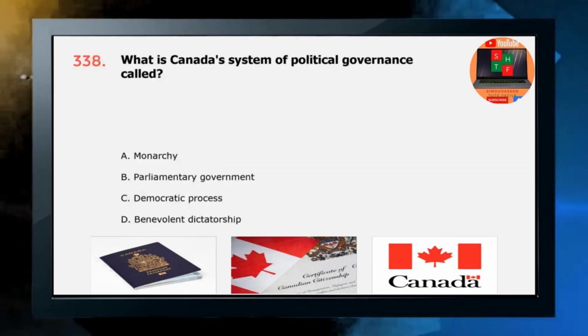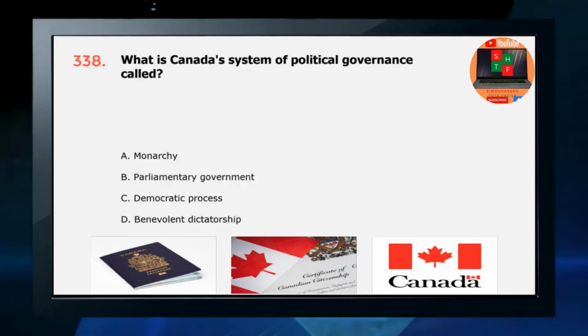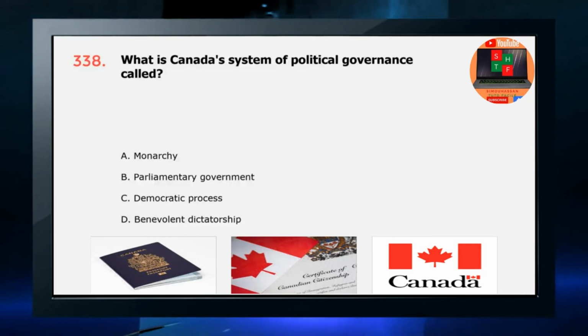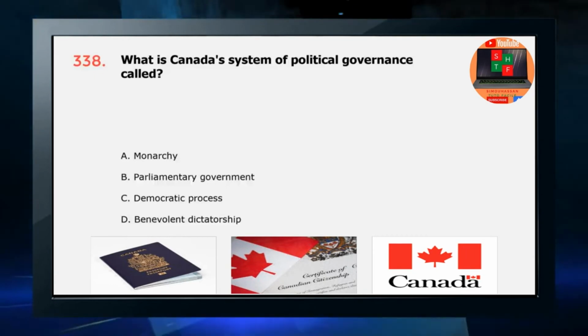Question 338. What is Canada's system of political governance called? A. Monarchy. B. Parliamentary government. C. Democratic process. D. Benevolent dictatorship.